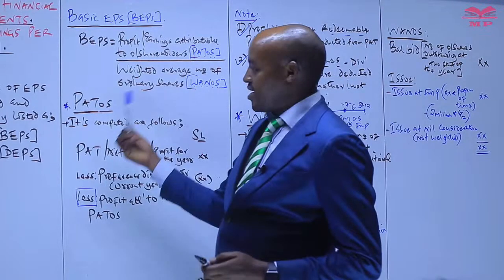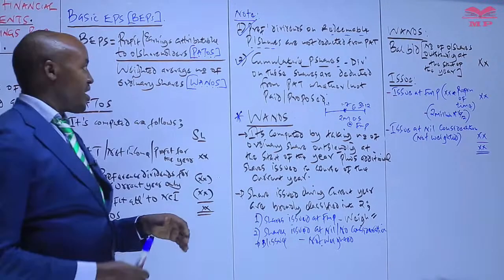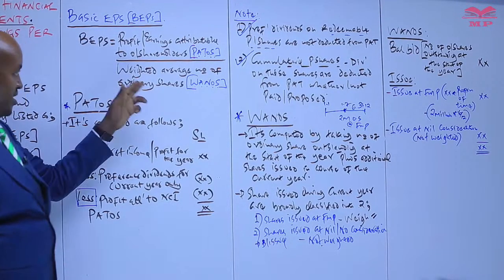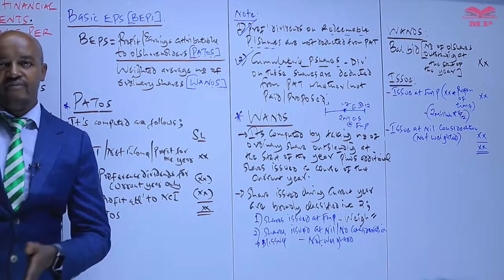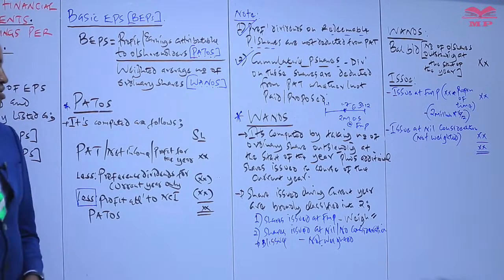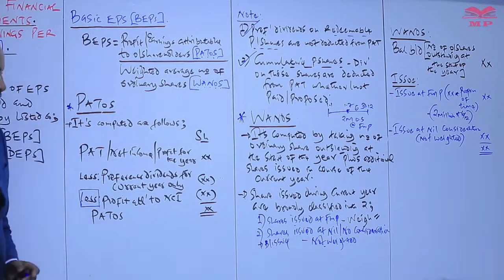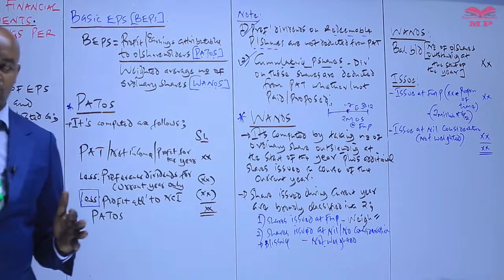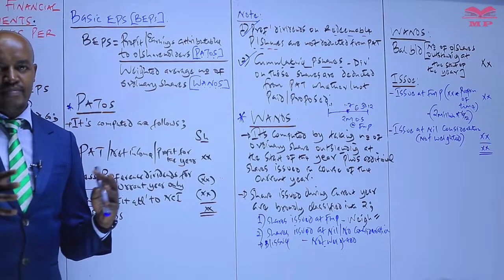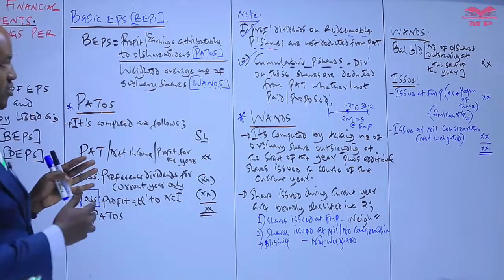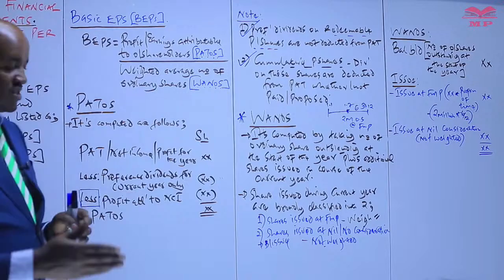So therefore, in computing the basic earnings per share, we compute the PATOS, profits attributable to ordinary shareholders, and then we divide that with what? With the weighted average number of ordinary shares. Yes, so from there, we proceed and look at how we treat different types of shares issued by the company during the current year, or basically the reasons why the number of shares issued by the company at the start of the year changes. So therefore, let's look at that.